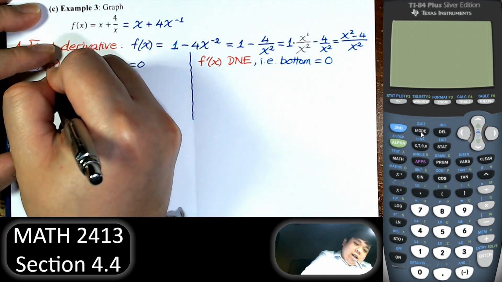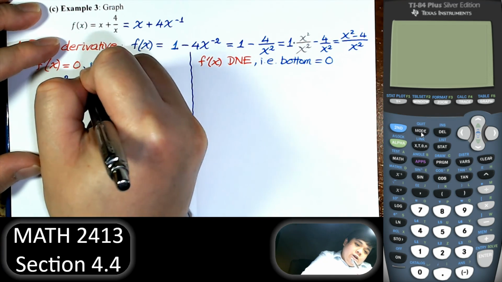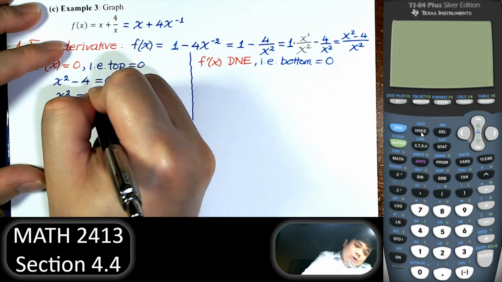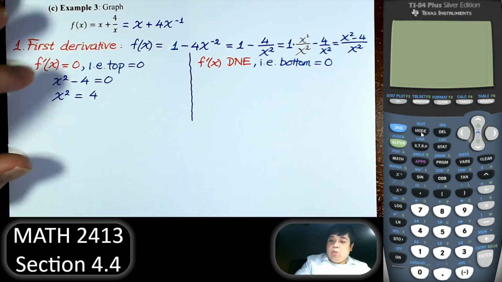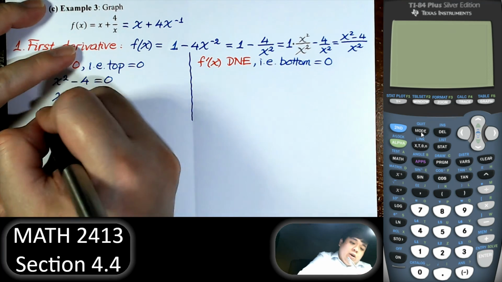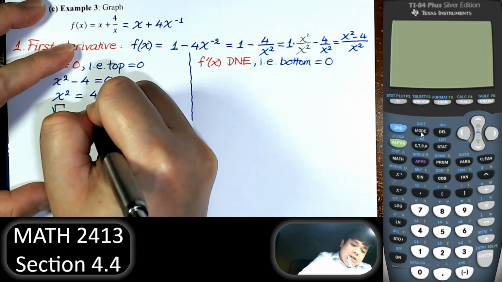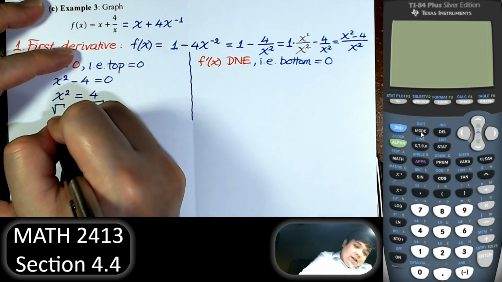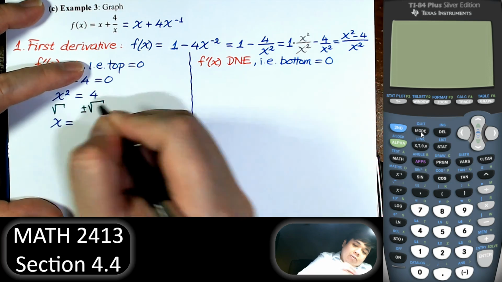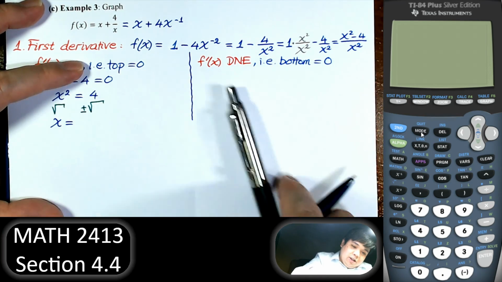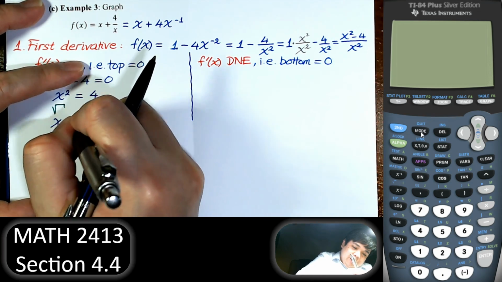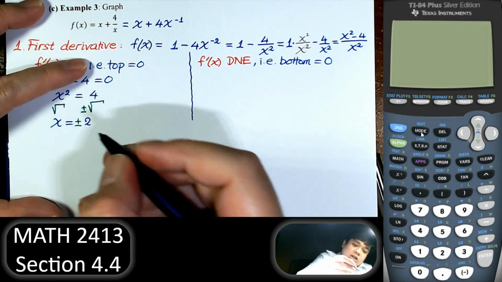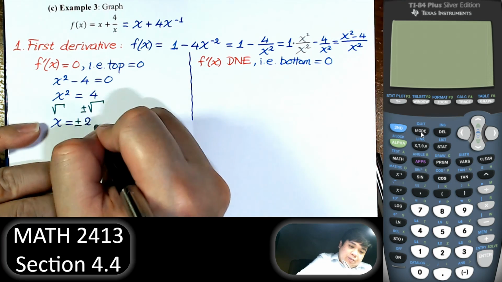Right, so x squared minus 4 equal to 0. Move the 4 over. X squared equal to 4. Take the square root on both sides. Be mindful with that. When you do that, there's a plus or minus. So we have x equal to plus or minus square root of 4, which is 2. So x equal to 2 or x equal to negative 2.